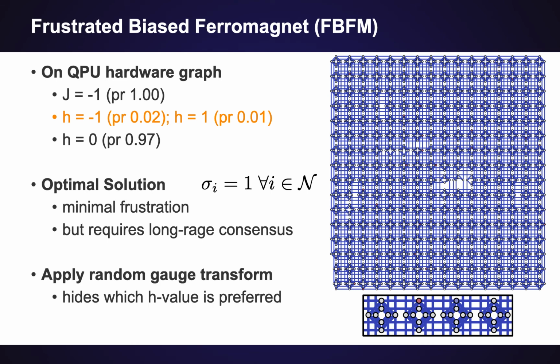And here again we're going to apply a random gauge transformation, and this has a valuable property in that it hides which of these h values is the best one. So if you were just to look at this problem without the gauge transformations, you could just count the number of h's in one direction and the other direction, and then you could easily pick the right side. But that's not so obvious to do once you have applied the gauge transformation.